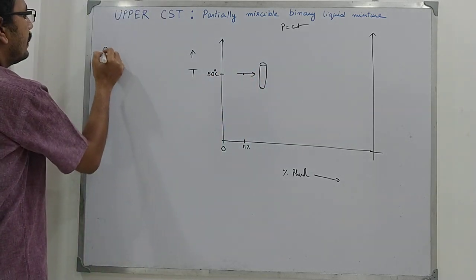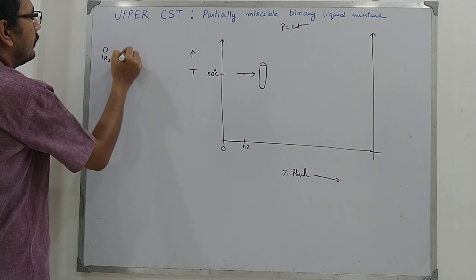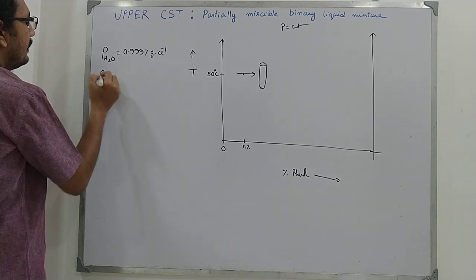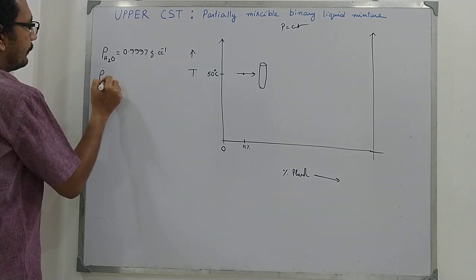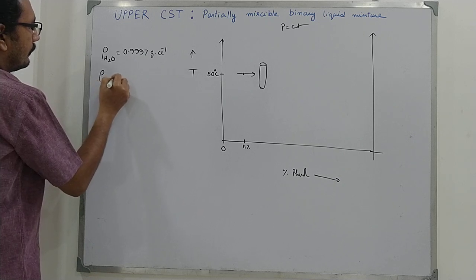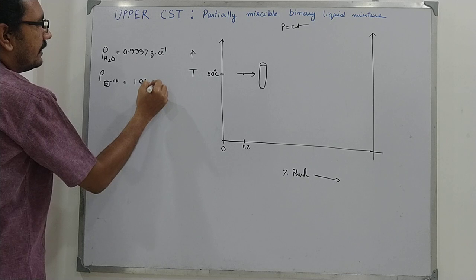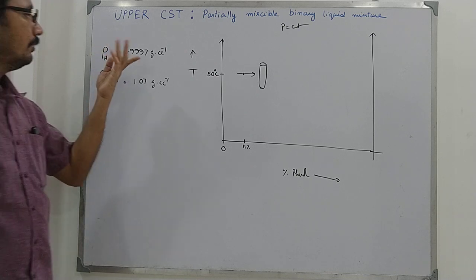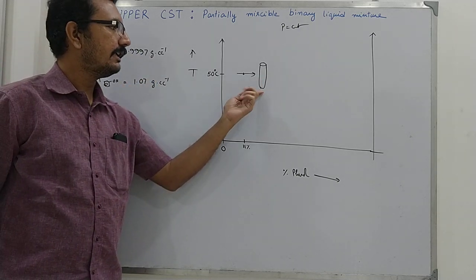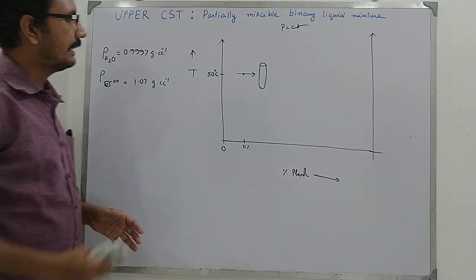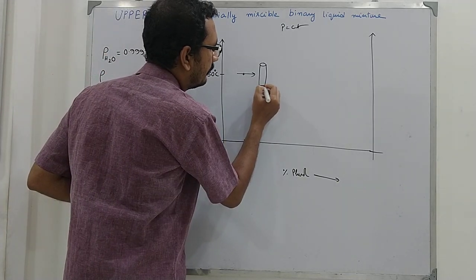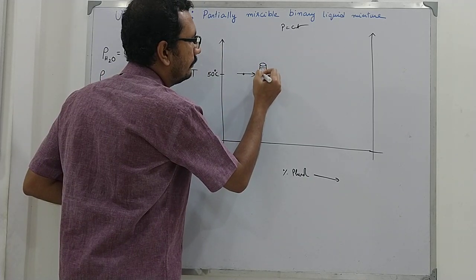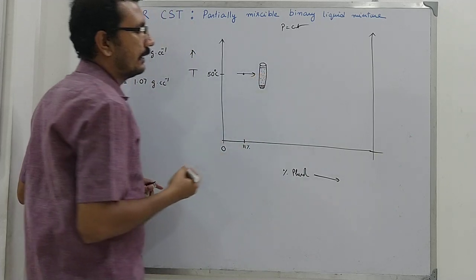Now the density of water is 0.9997 gram per cc at 50 degree centigrade, and the density of phenol is 1.07 gram per cc. So you see, phenol is denser than water. So where will you get the phenol? Phenol will settle at the bottom of the test tube or the vessel taken. So you will get phenol to form a separate layer and water to form a different layer.